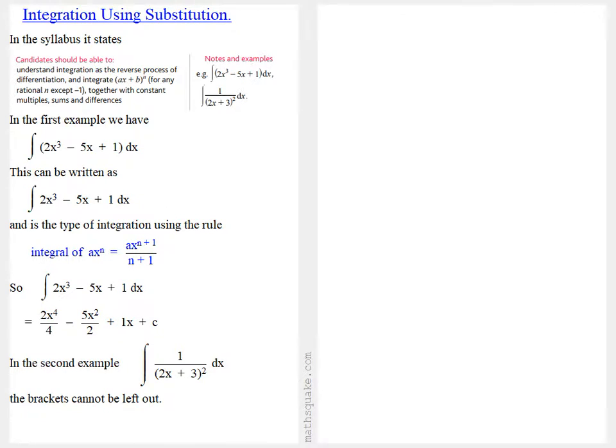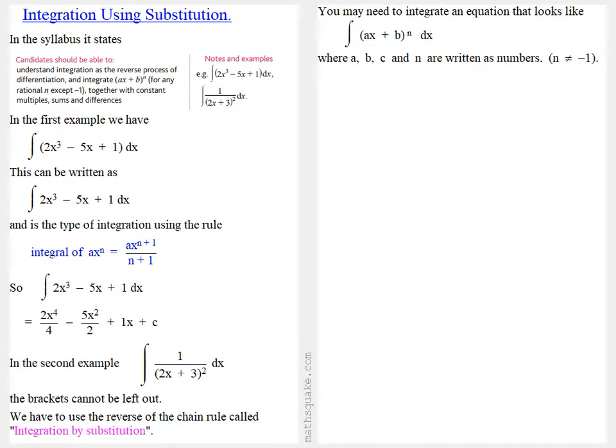Now in the second example we've got the integral of 1 over (2x plus 3) squared dx. Now in this case the brackets can't be left out, so we have to use the reverse of the chain rule, which is called integration by substitution. Now, you may need to integrate an equation that looks like the integral of (ax plus b) all to the power n dx, where a, b and n are numbers and n is not equal to -1. Here we cannot leave out the bracket. So let's look at an example.